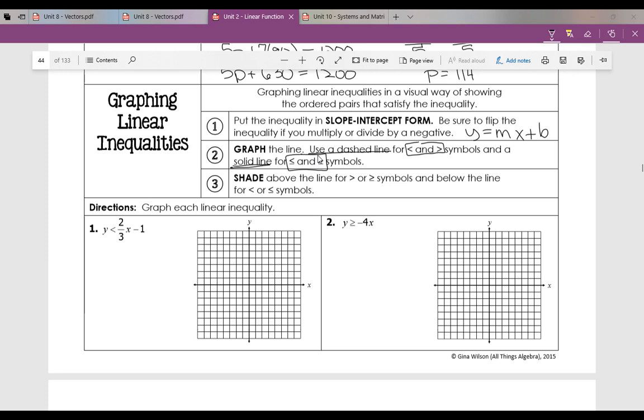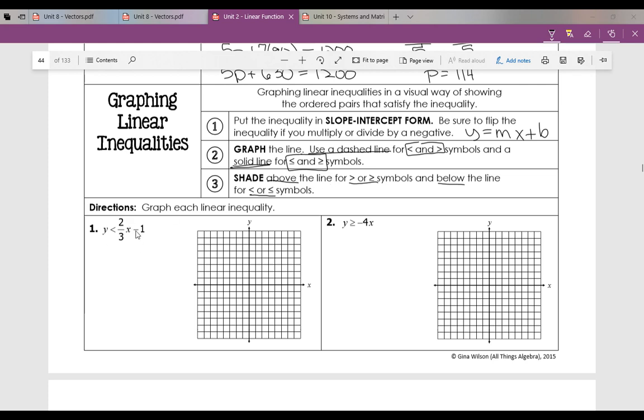All right. Now, if you set this up in y equals mx plus b form, then you will shade the direction that your symbol goes. You will shade above the line for these two symbols, and you will shade below the line for the less than symbols. So above for these two, below for these two. It is very important that you isolate y, put it in that format, okay?